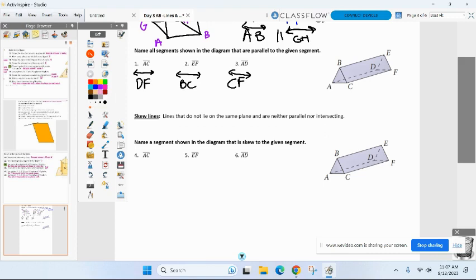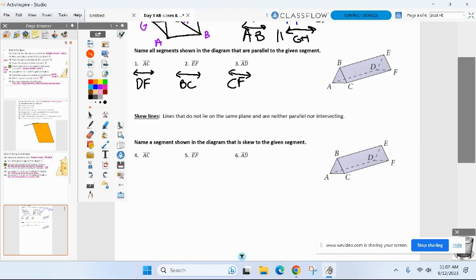Will they ever intersect? Absolutely not. Do you see what I mean by skew lines? Not on the same plane. All right? Okay, good. They're not parallel and they're not intersecting. All good? Okay, good job.